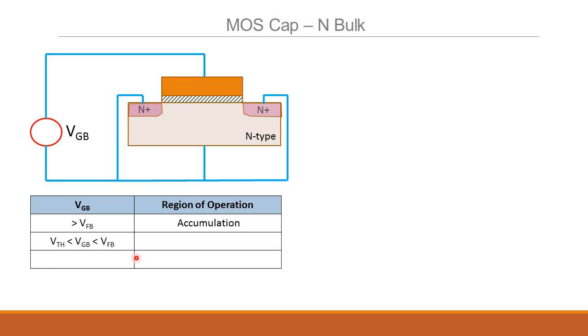And when VGB is less than flat band but greater than VTH, it forms a depletion region where this region is devoid of free carriers. So you get only the depletion region capacitance. And when VGB is less than the VTH, you attract holes. And when you attract holes, you get an inversion region here. Remember, when you attract holes, this is not a good cap because the resistance still is very large. It has to come through the depletion region and then the N-type. So that's not a good cap in the inversion region.